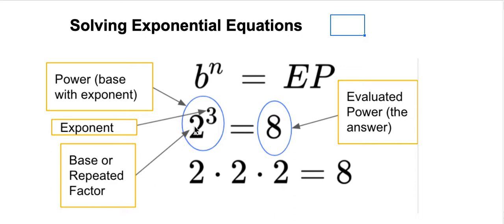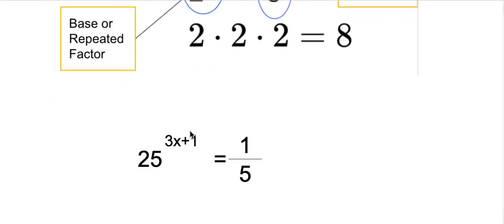Remember that you do not say 2 to the power of 3. No such thing exists. It's the third power of 2, or it's 2 to the exponent 3, and this whole thing is a power. The answer is an evaluated power. That's really important.